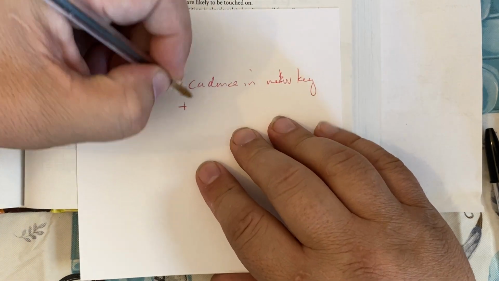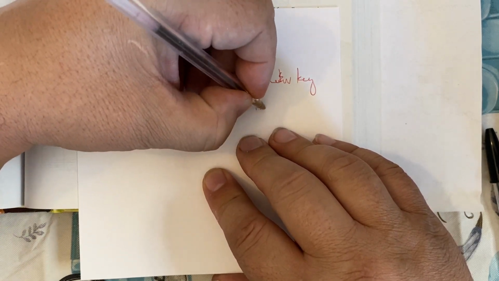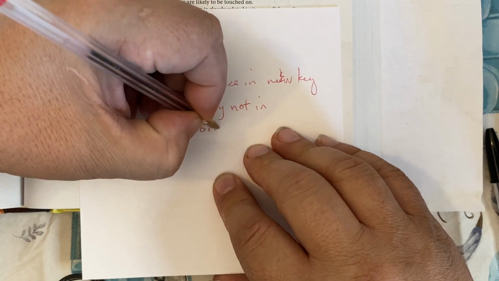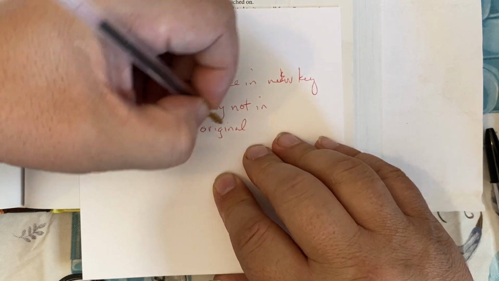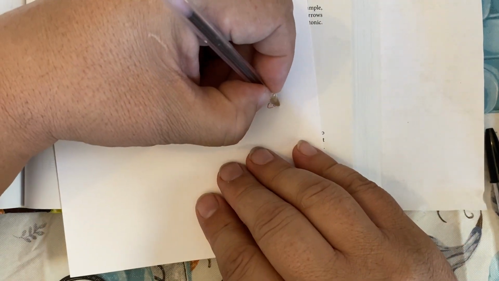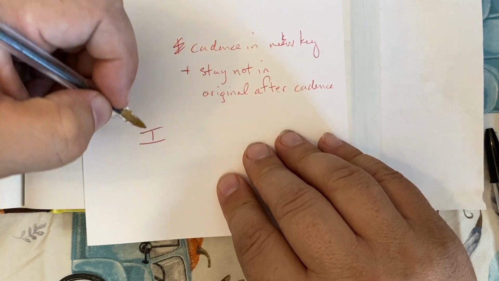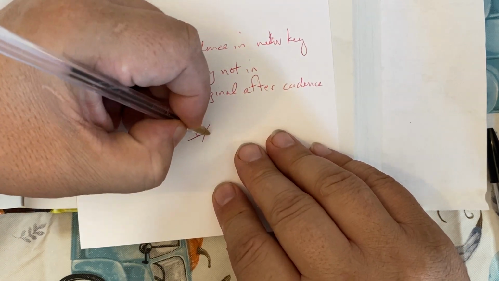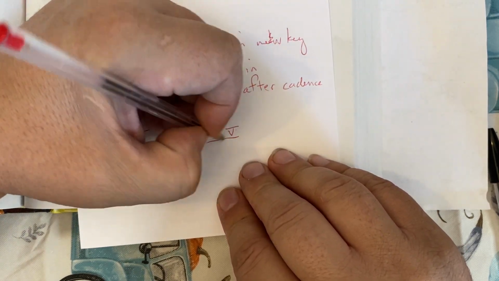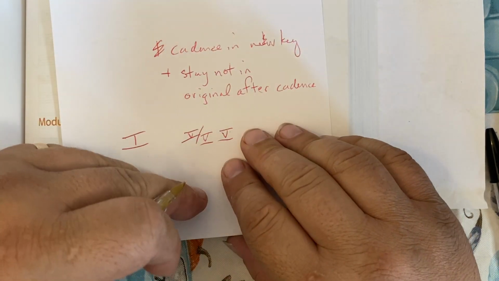And does it stay not in the original key after the cadence? Let me explain what I mean by that. So we have a piece of music that seems to be in the key of 1, and then somewhere you get a 5 of 5, okay? And then you get a 5. Is it tonicization, or did we change to the dominant? Should we be saying we're in a different key or not?